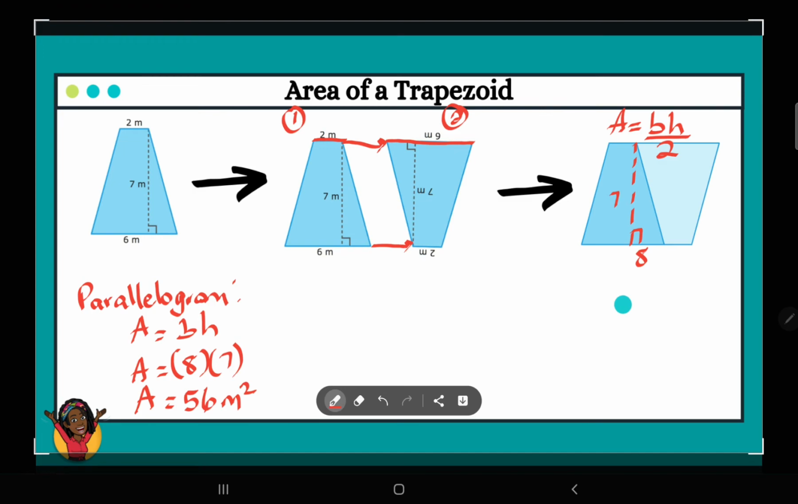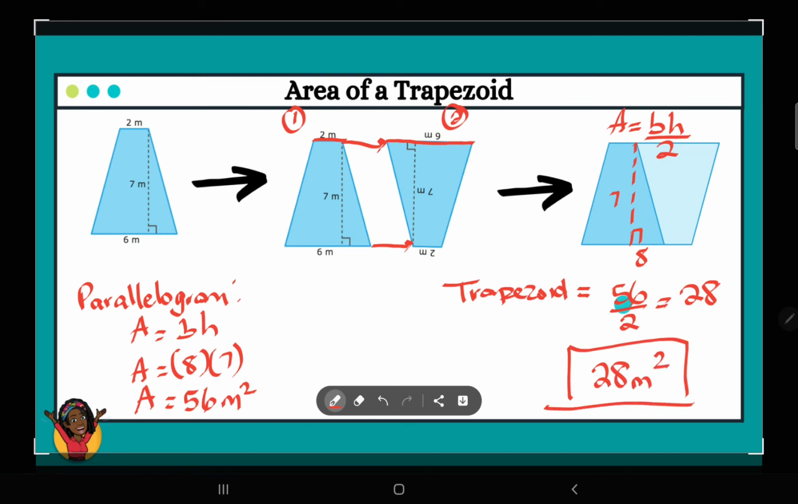But here we know that we used two trapezoids to create the area of the parallelogram. So we're going to have to now divide that by 2. So the trapezoid would be equal to 56 divided by 2, and that would give us 28. So 28 meters squared would be the area of this trapezoid.